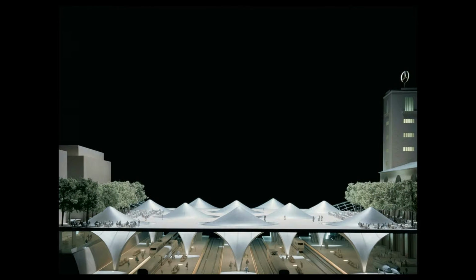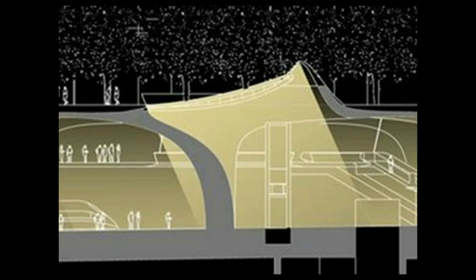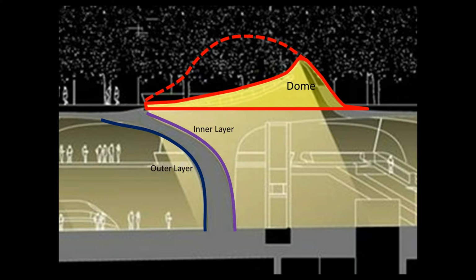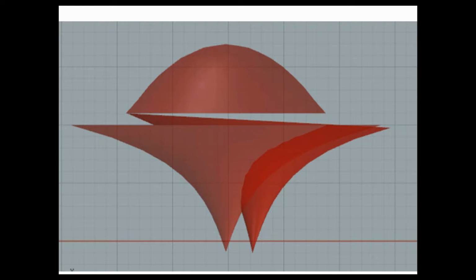This building consists of an array of light structures that are embedded into the ground. The light structure is called a light cone. It is divided into two parts, the overground dome and the underground supporting structure. And the supporting structure has two layers, the inner layer and the outer layer. So the idea to build this light cone is to create these three shapes and then to trim them.